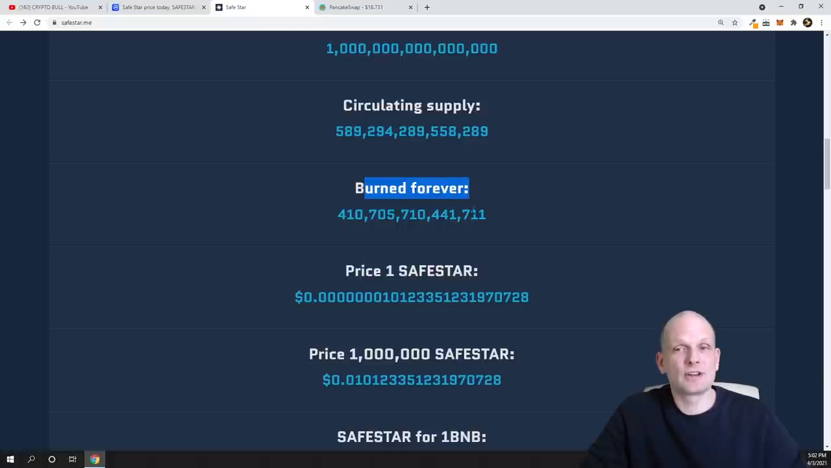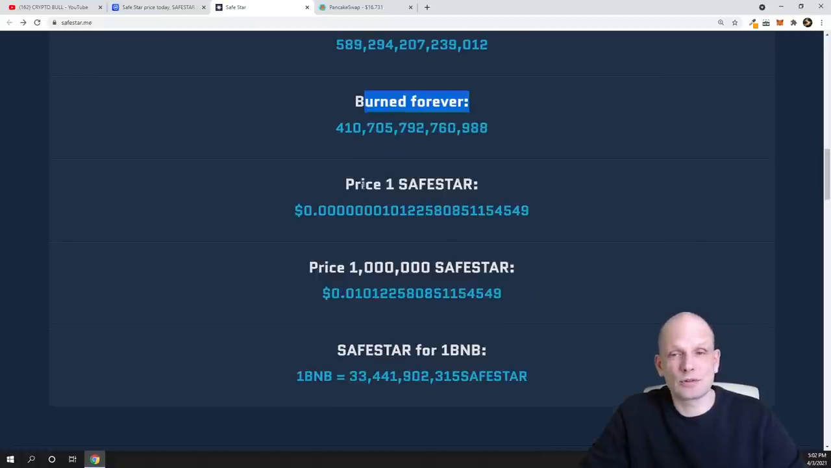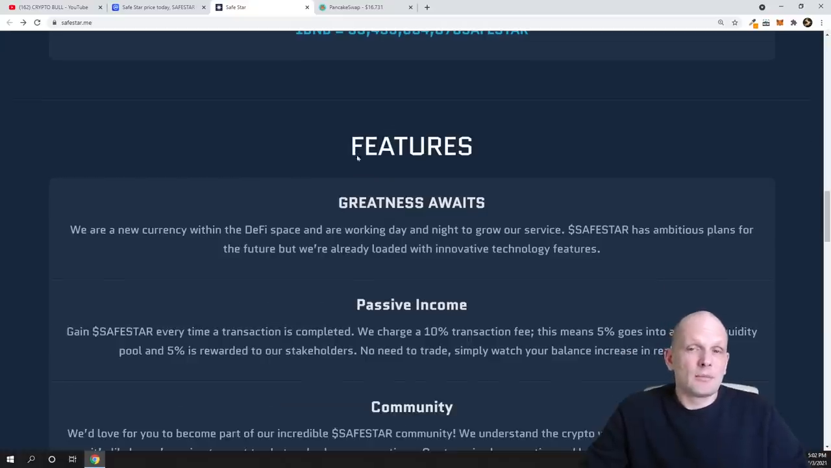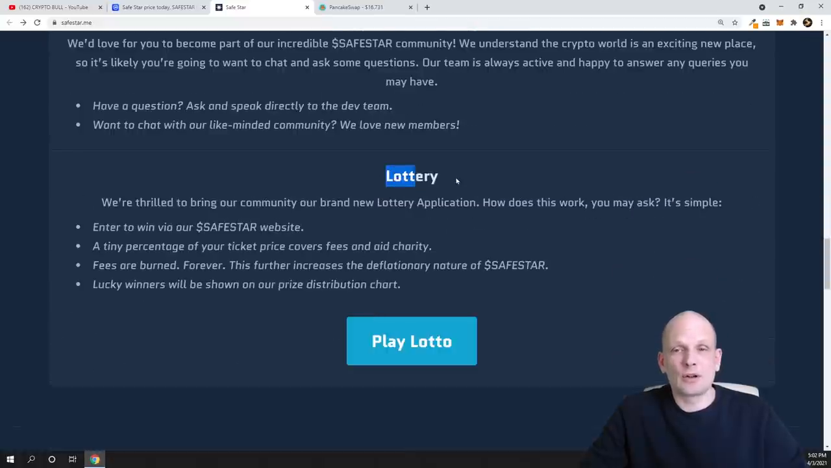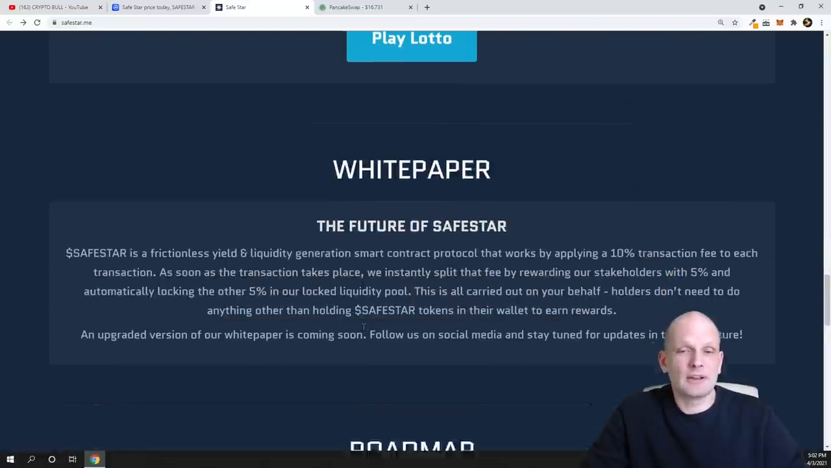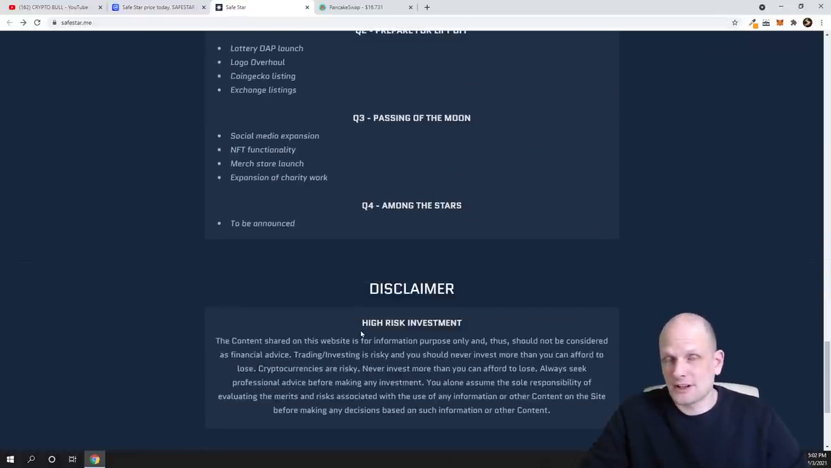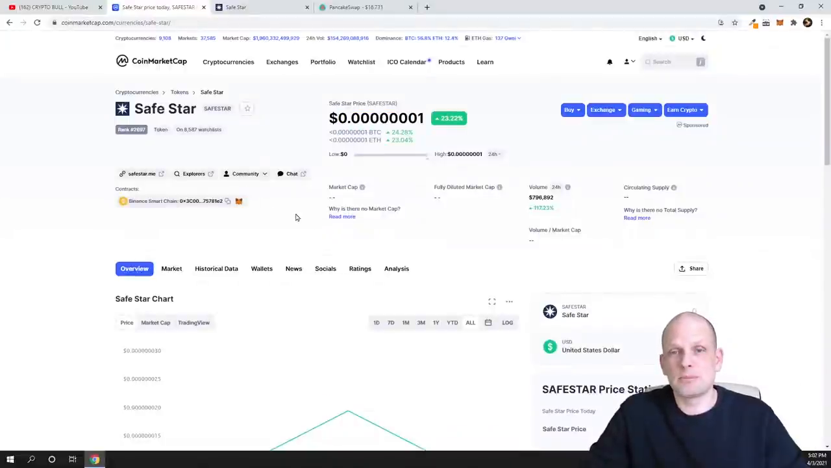And here is how much is burned, because they are burning these cryptocurrencies, so this is deflationary. There is all the time less and less in circulation, and the price of one Safestar currently is, like I mentioned already, 0.00001. Oh, here you can learn more information like features, greatness awaits, passive income, community, lottery, and yes, there is also a lottery which you can play. You can learn more about the lottery by coming in and reading there, guys, and there is a white paper and much more information. But yes, guys, this is my next pick, which I'm throwing a couple of $100 into.